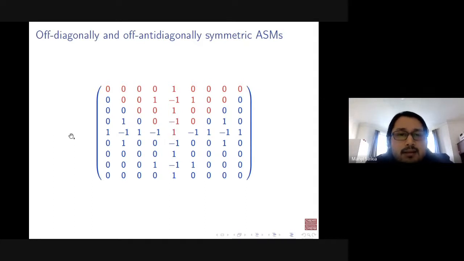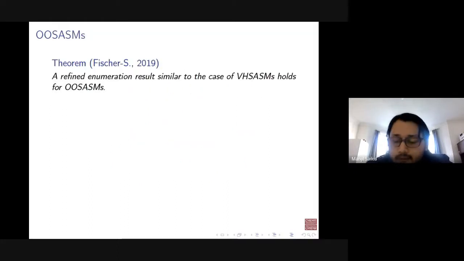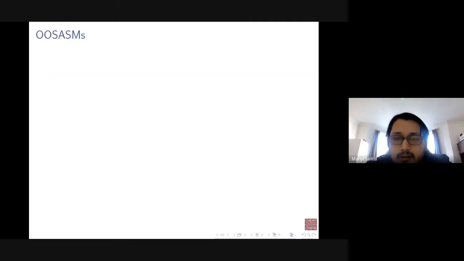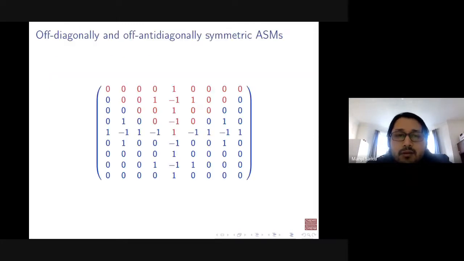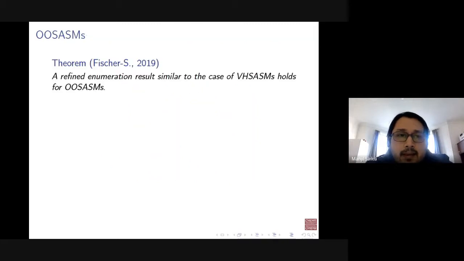So again, you can ask a similar question. Here I am not imposing the vertical condition; this is a vertically symmetric ASM, but I don't care about the vertical symmetry. I just care about the off-diagonal and off-anti-diagonal symmetry in this case. So we can have a similar refined enumeration question for the off-diagonal and off-anti-diagonal symmetry case, that is, how many exist for a particular fixed row and so on. And we have a result which is similar to the vertically and horizontally symmetric ASM case.